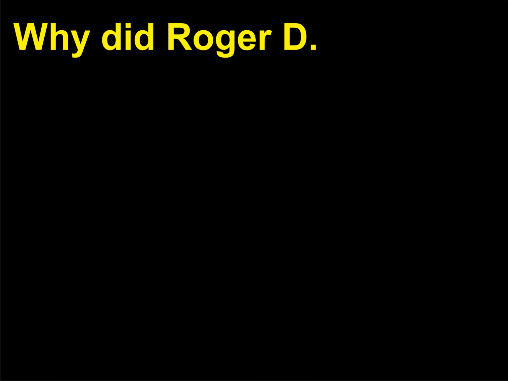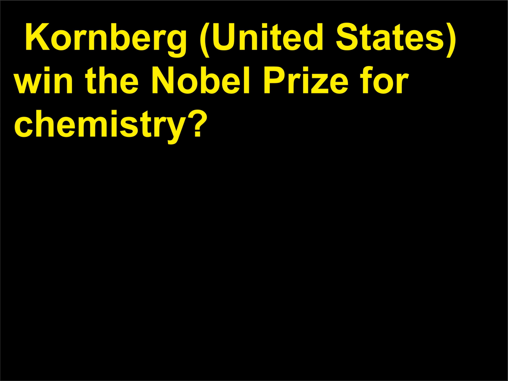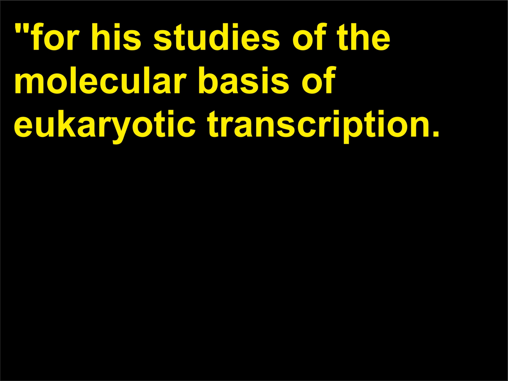Why did Roger D. Kornberg, United States, win the Nobel Prize for Chemistry? For his studies of the molecular basis of eukaryotic transcription.